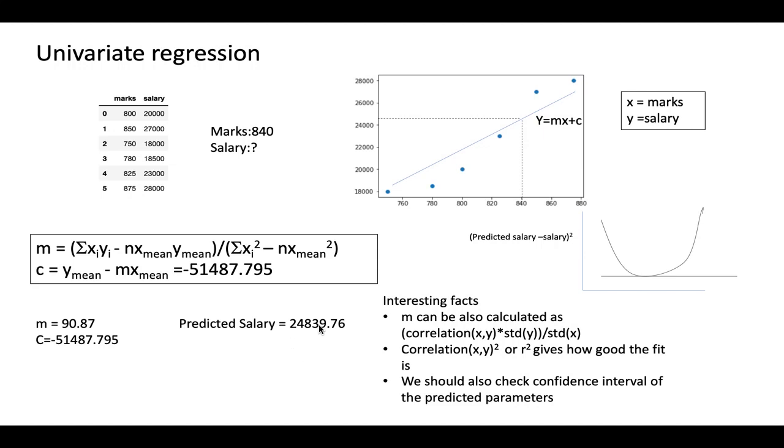Okay, and there are a few other formulas which help us to check the confidence of this prediction of M and C. I'm not putting those formulas here, but if required we can explore them later. Okay, and then we have multivariate regression.